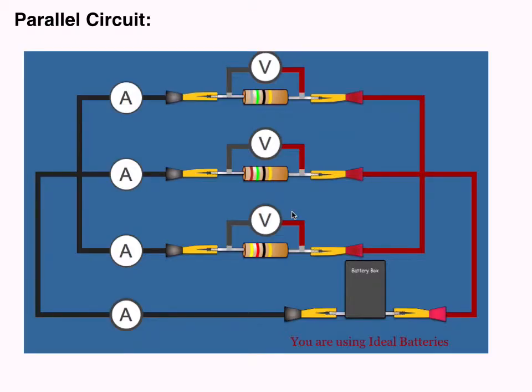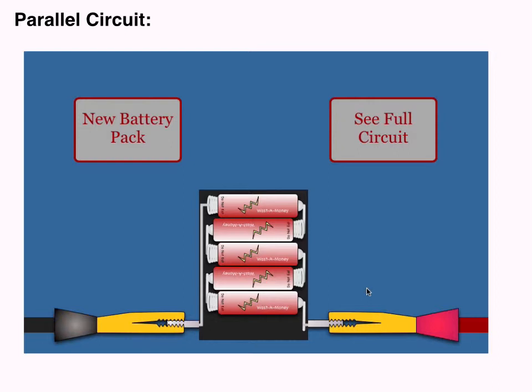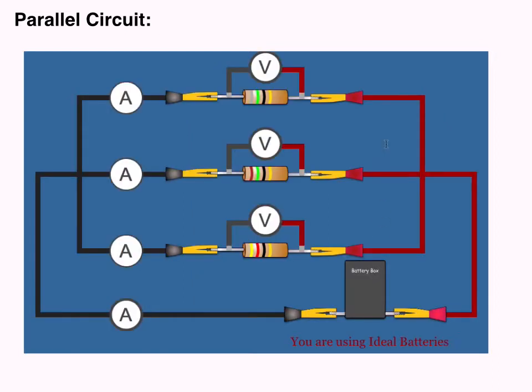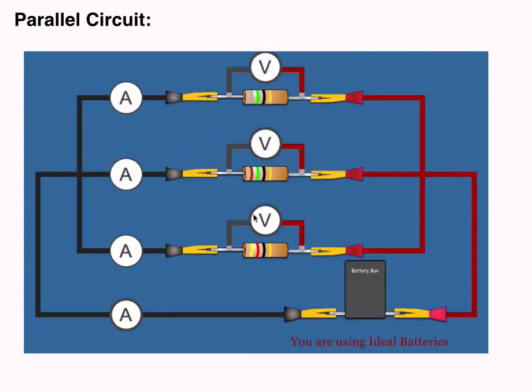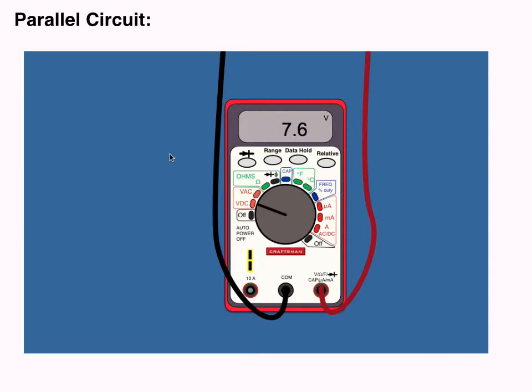Okay, now we want to focus on parallel circuits. So pause the video and draw out this parallel circuit. Now fill in the values for the different parts of this circuit. There's 5 batteries in the battery box. The voltage on the top resistor, 7.5. 7.5 for the middle resistor, and 7.5 for the bottom resistor.